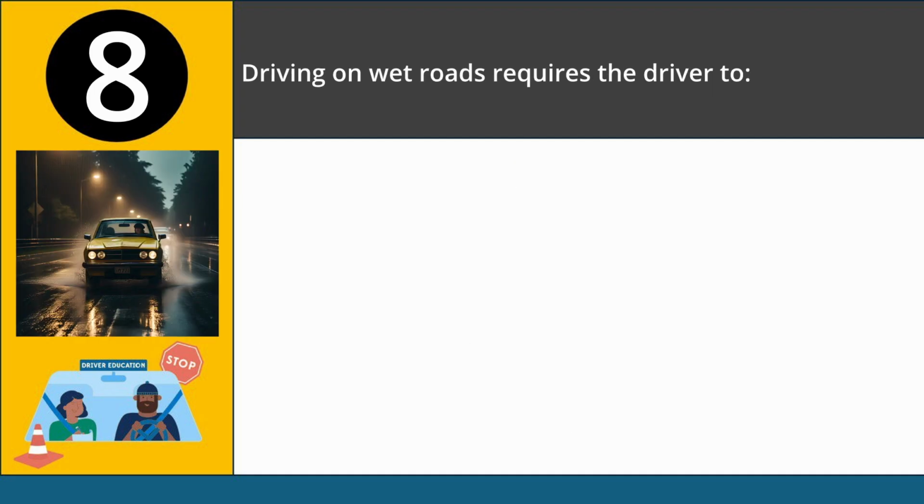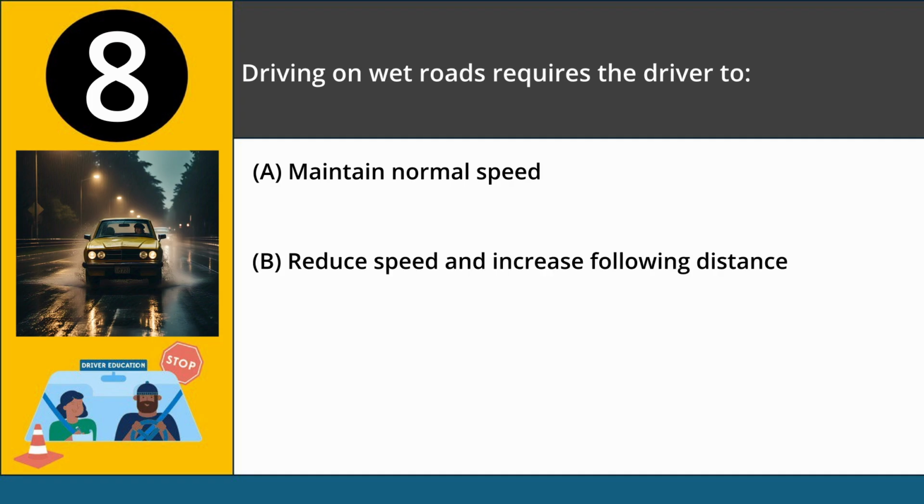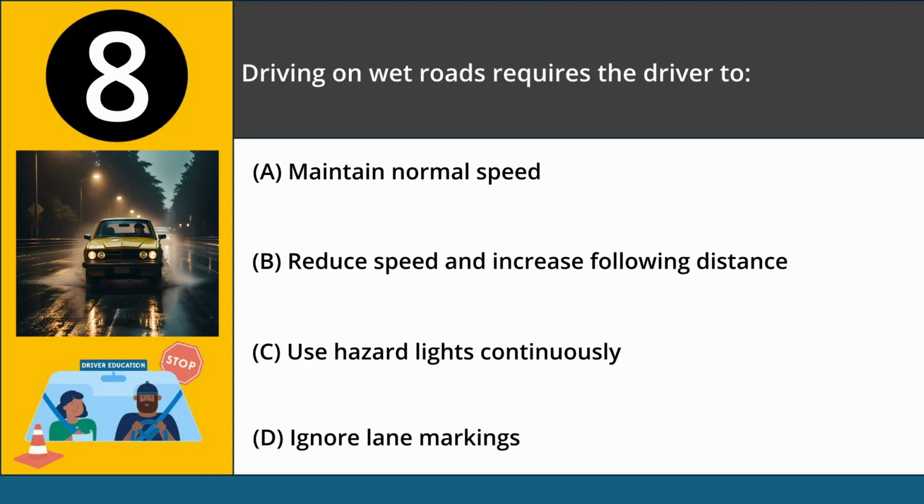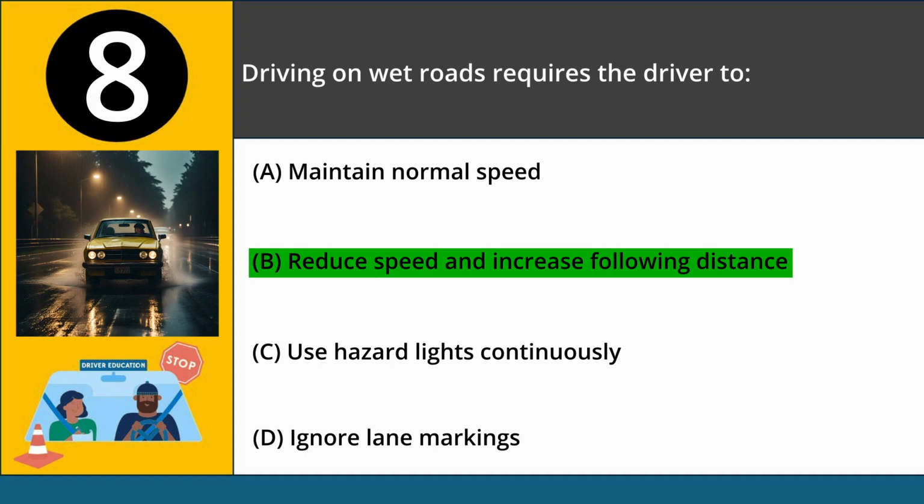Driving on wet roads requires the driver to: A. Maintain normal speed. B. Reduce speed and increase following distance. C. Use hazard lights continuously. D. Ignore lane markings. Answer: B. Wet roads increase stopping distance, requiring slower speeds.